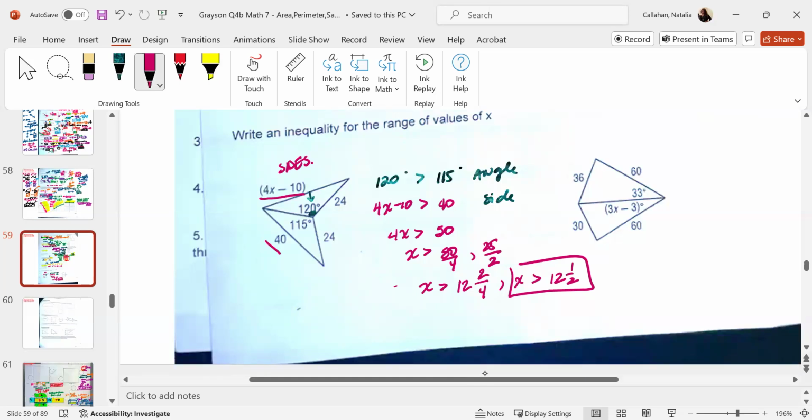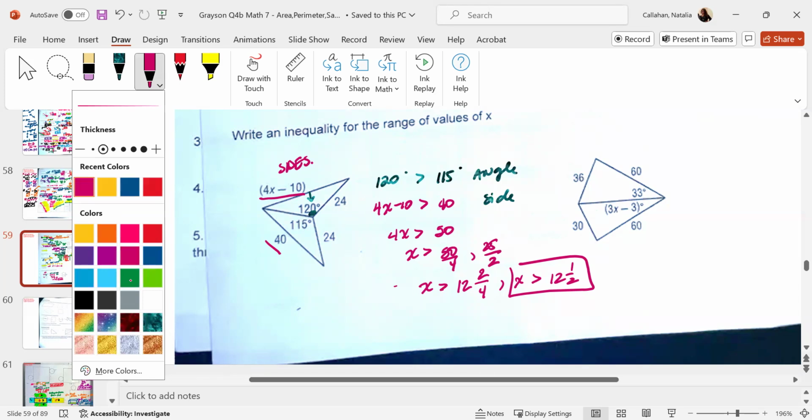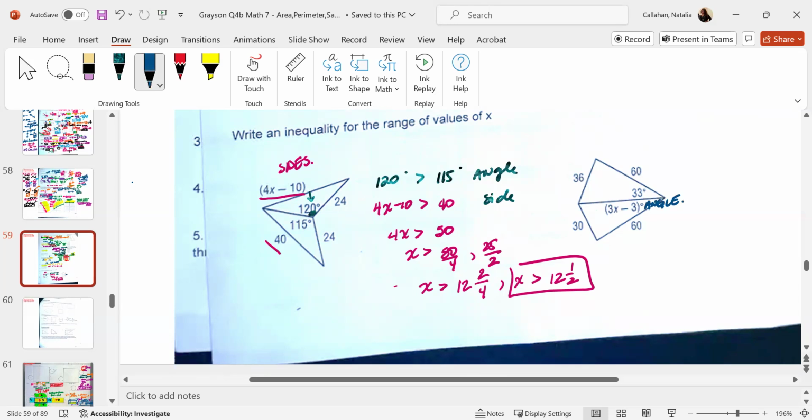All right, let's take a look at the second part here. Where is the x? Is the x an angle or is it a side? Angle. So let's look at the side that's given to us. You see how this is a side? Okay, so we have side 36 is greater than 30, correct? Now write down the angle that corresponds to it. How do you set it up?